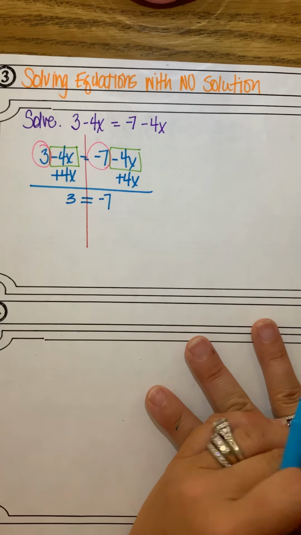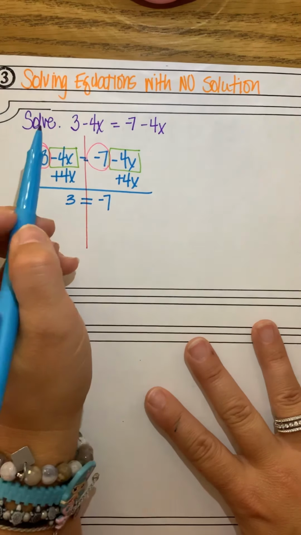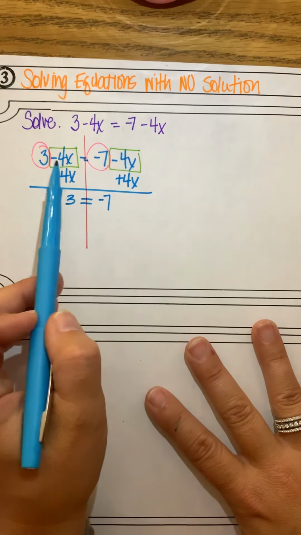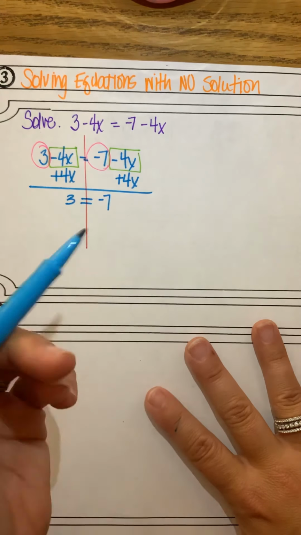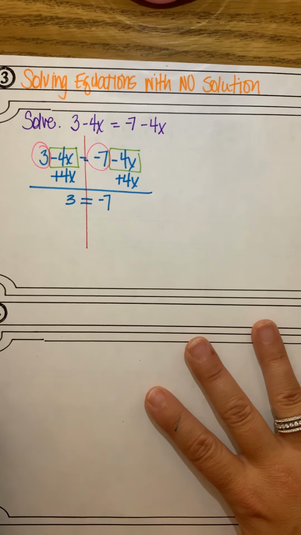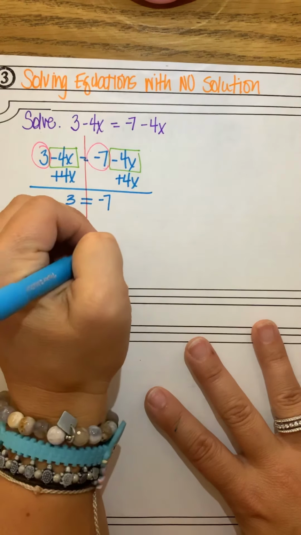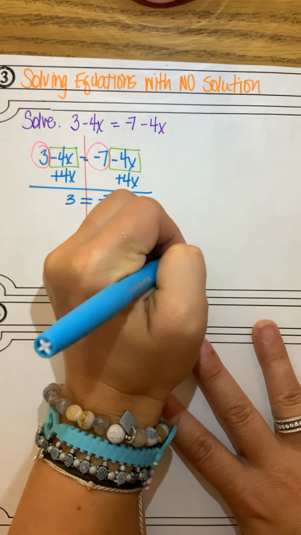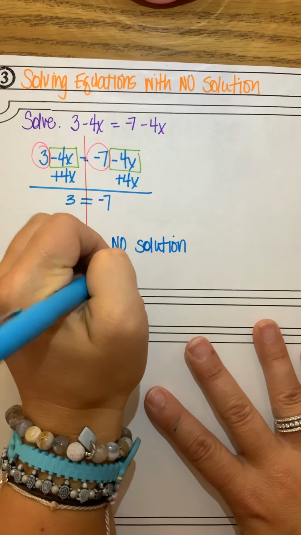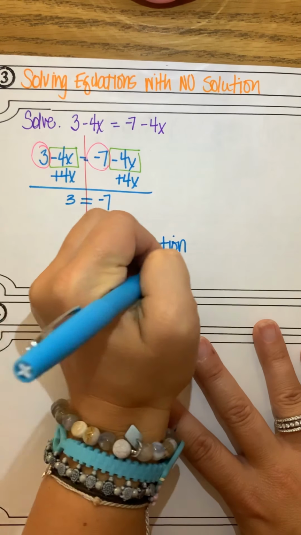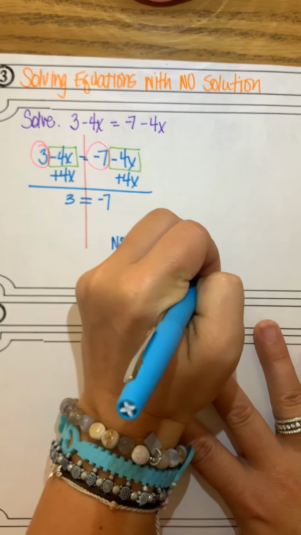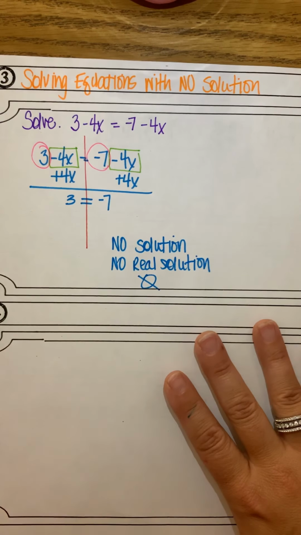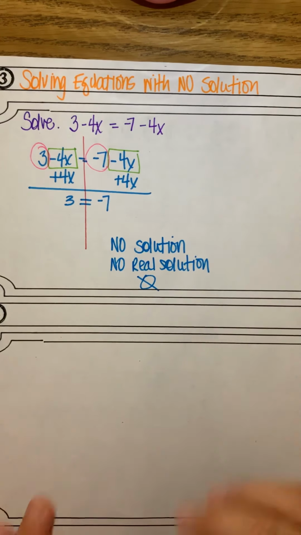And you're saying, well, what did I do wrong? You didn't do anything wrong. Remember, the heading says solving equations with no solution. There is no value of x that is ever going to make this equation true. So this has no solution. Some might say no real solution. And that can also be abbreviated by a circle with a slash through it.